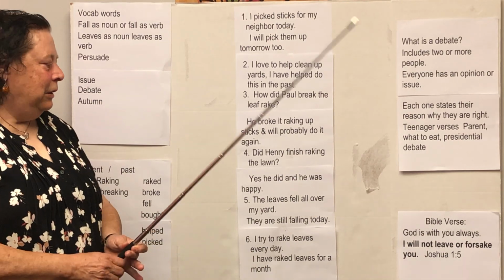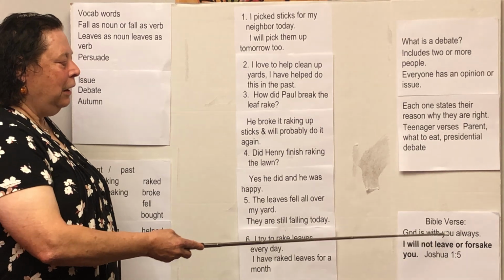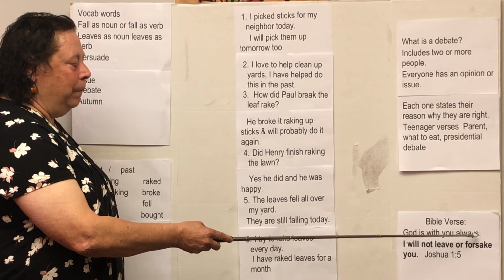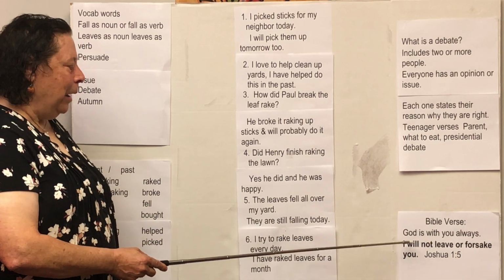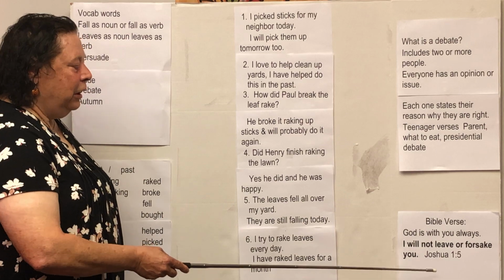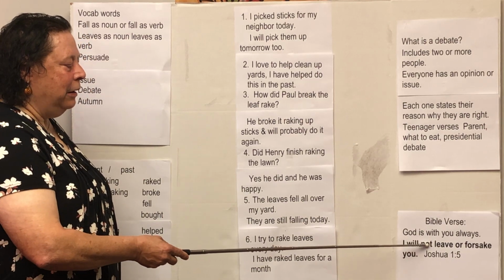Okay. Bible verse for tonight is concerning God is with you always. Now, if we look at this, is present. And this indicates what? Like long term. Okay, and here's the Bible verse. I will not leave or forsake you. It's from Joshua 1:5.